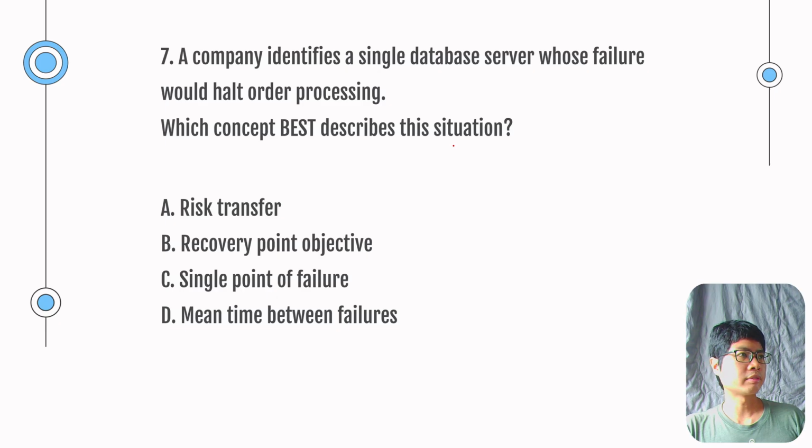Okay, moving on to question 7. A company identifies a single database server whose failure would halt order processing. Which concept best describes this situation? So risk transfer is risk management. We've talked about this, or risk mitigation. So it's not really in this topic here, so this is out.